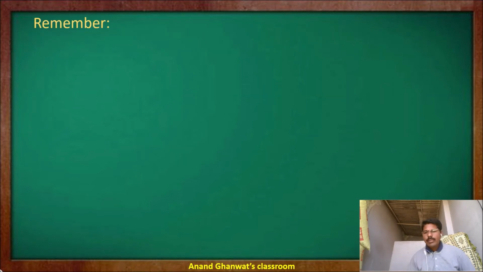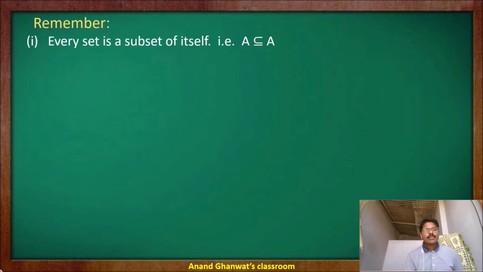Now remember what we learned here. Every set is a subset of itself. Means A is a subset of A. Let us understand with arguments. Are all the elements of set A present in set A? Yes, definitely. So all the elements of set A, of course, are present in set A. Therefore, every set is a subset of itself.